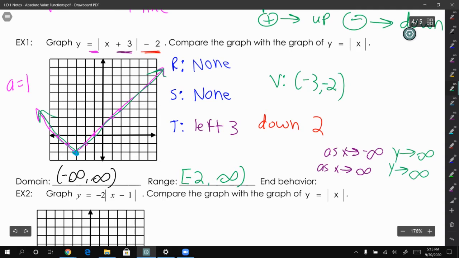So in an absolute value function, the ends will do the same thing. Because if we look at a V, that's what an absolute value function is. If the graph is a V, the V is either pointing up or the V points down. So the ends will go in the same direction.